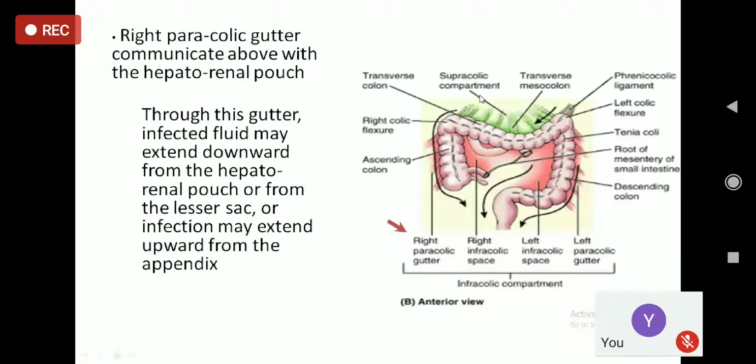So the pus can drag down to any other area, and through this gutter, the infected fluid may extend downward from the hepatorenal pouch or from the lesser sac, or the infection may extend upward from the appendix. So the infection from the appendix can go to the hepatorenal pouch of Morison, and the infection from the stomach and this area can easily communicate to the pelvic cavity, so that it provides the passage or the channel for the transmission of the infection.